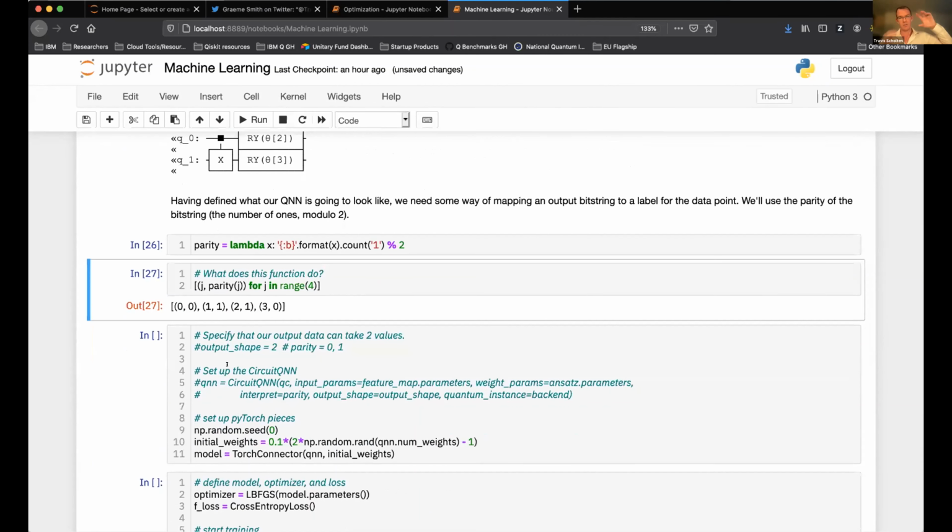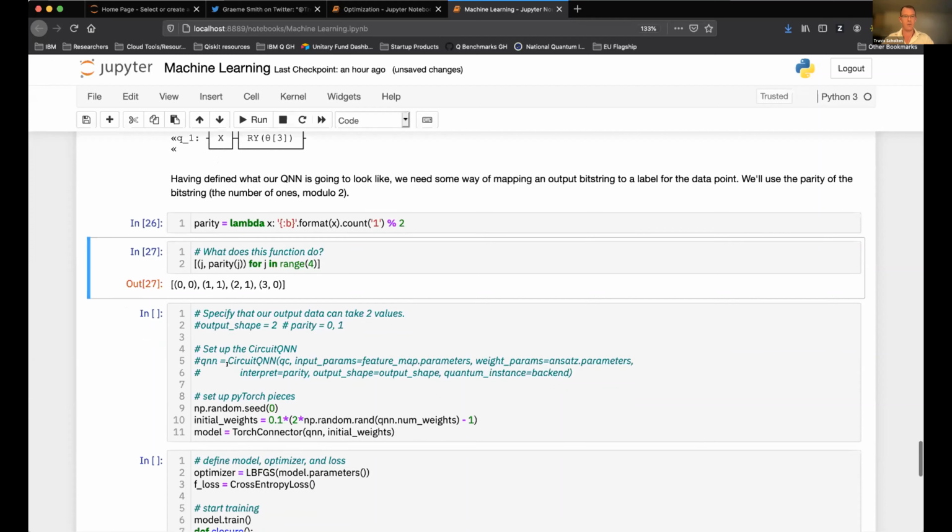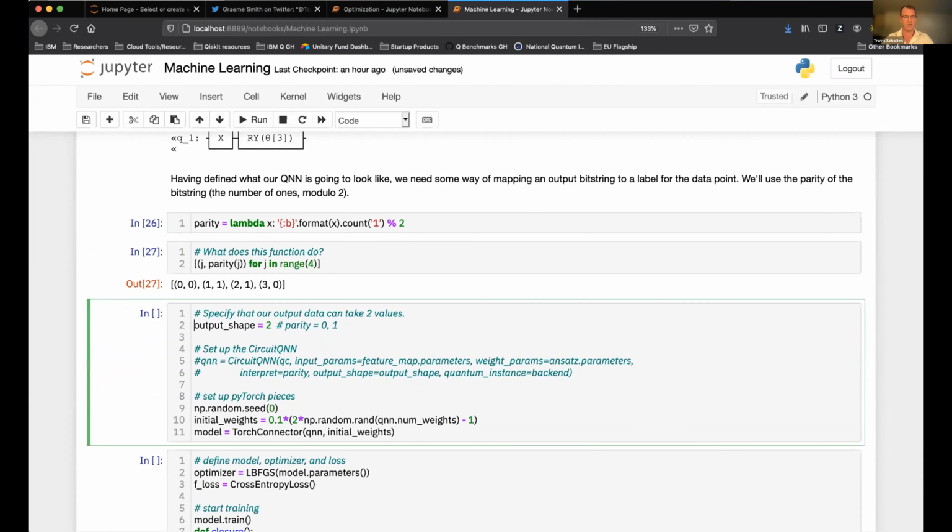So what we've gone ahead and done is we've set up our circuit for our quantum neural network. We've gone ahead and defined a function which allows us to interpret our bit strings as additional input to go back into our PyTorch connector. And so now what we can do is we actually set up the QNN. Our output data has two values: it's either data point type 1 or data point type 2. And then we use this circuit QNN object to create the whole thing. So it depends upon our quantum circuit. We need to expose what are the parameters that we need to change as we talk about changing the input data.